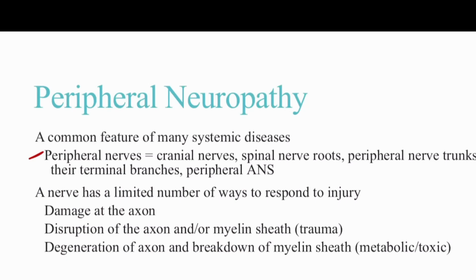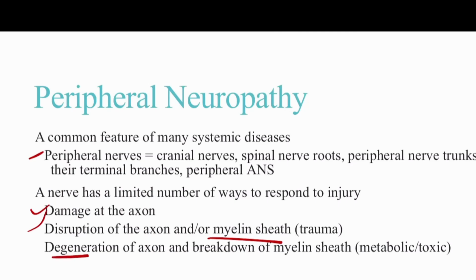Now, when a nerve gets damaged, there are only certain ways it can respond to injury. Either you get damage at the axon itself, so you cut that axon, there's no more transmission of the action potential down, therefore no release of neurotransmitters, no connection to the next cells. Or disruption of the myelin sheath, so the myelin is not encasing your nerves, therefore you lose conduction through the length of that axon.